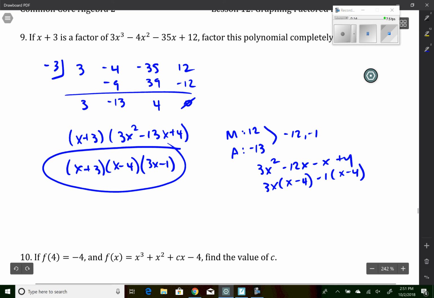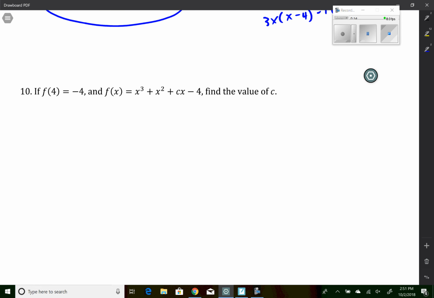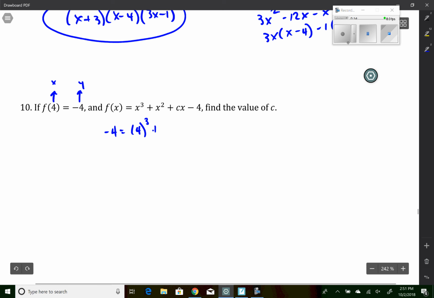That's a good question. Last but not least, find the value of c. So to find the value of c here, if f of 4 equals negative 4, this is the x value, this is the y value. So if I plug in negative 4, and I plug in my 4 for all of the x's, I should be able to solve for c.